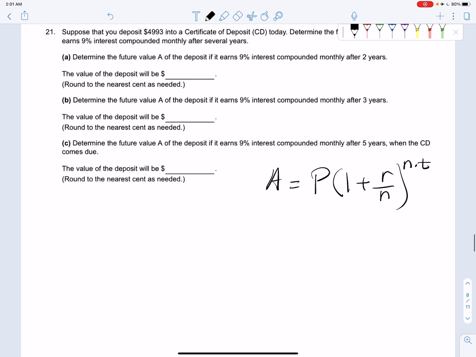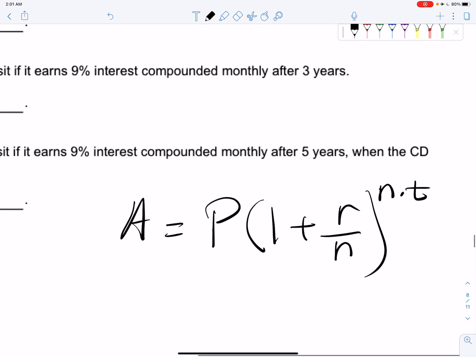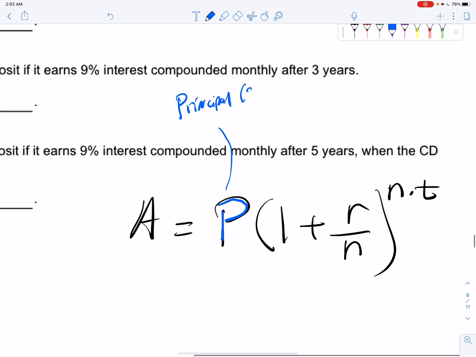So I think what I want to do is zoom in over here and fill in some of these pieces using color. So P is called the principal, and it's the starting amount of money. Like if you're putting money into an investment, a CD or something, P is the starting amount of money, the principal. Let's call it the starting amount also.